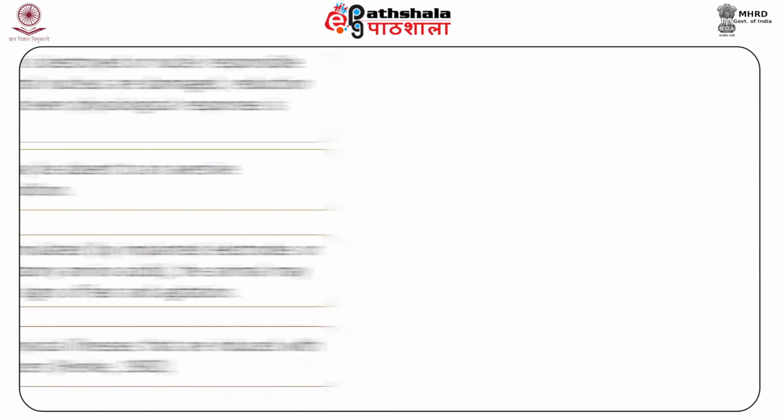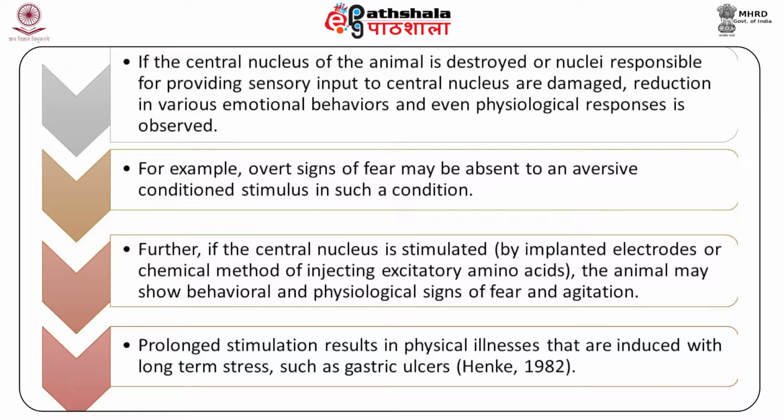When threatening stimuli are present, an increase in the activity of the central nucleus occurs along with the production of Fos protein, which is concurrent with greater activation of neurons. If the central nucleus of the animal is destroyed, or the nuclei responsible for providing sensory input to the central nucleus are damaged, reduction in various emotional behaviors and even physiological responses is observed. For example, overt signs of fear may be absent to an aversive conditioned stimulus in such a situation.